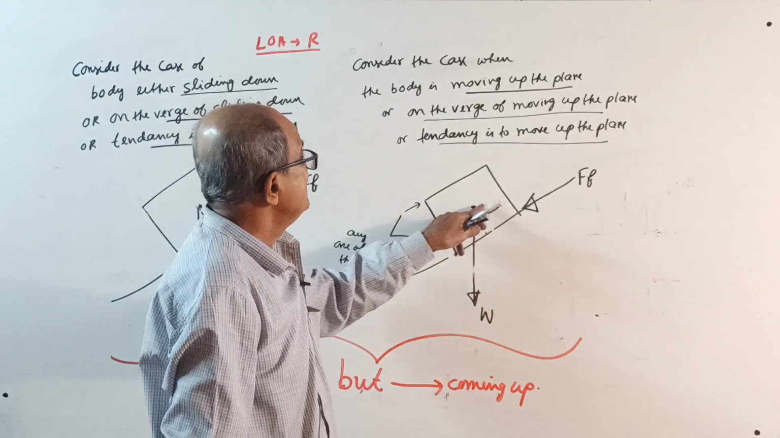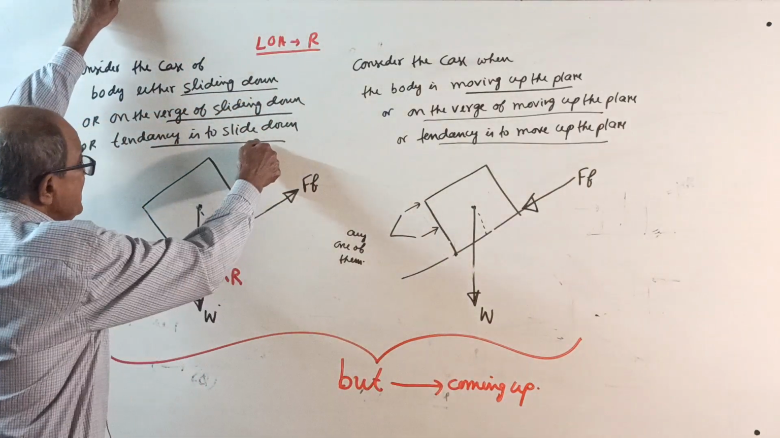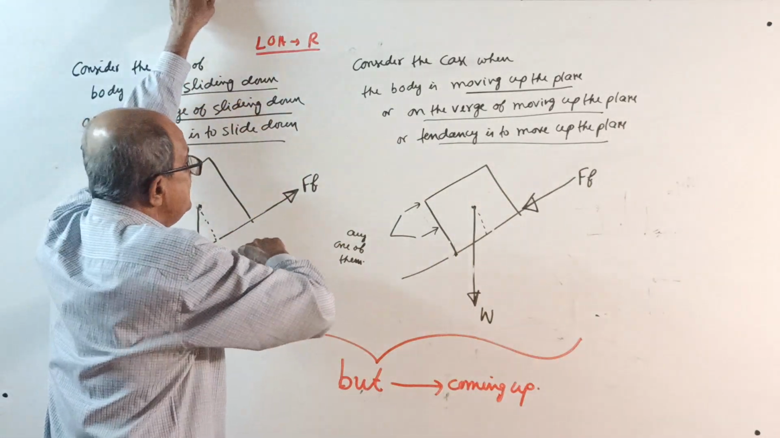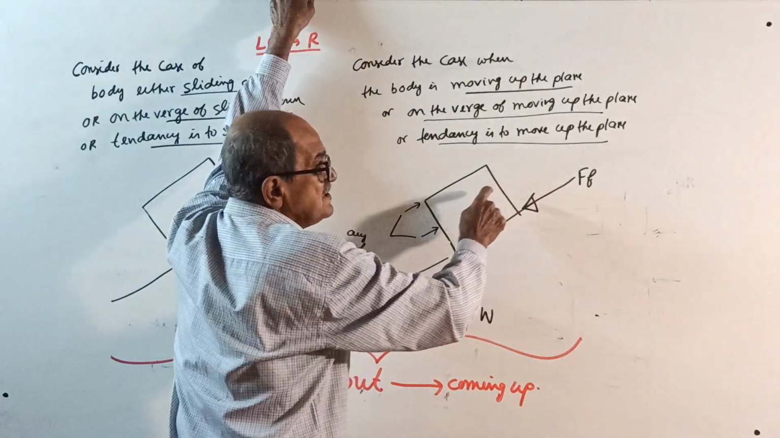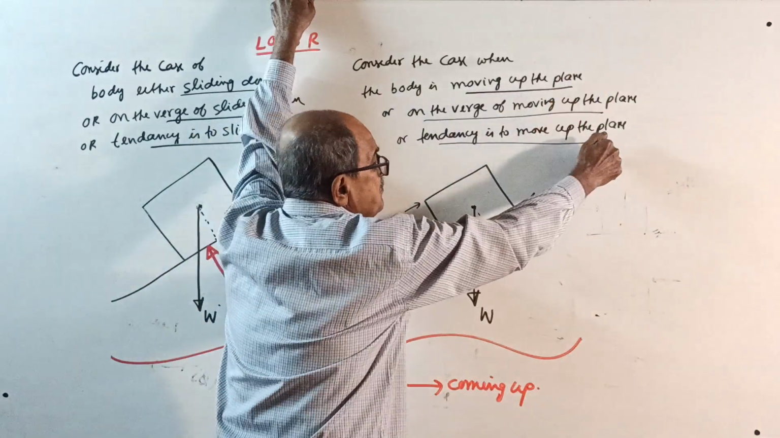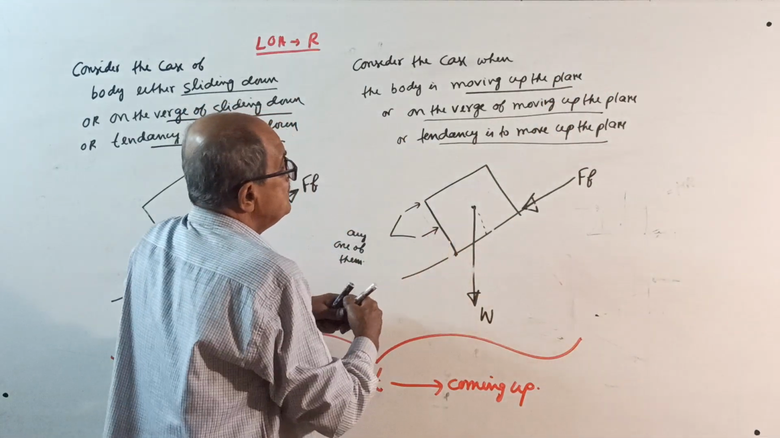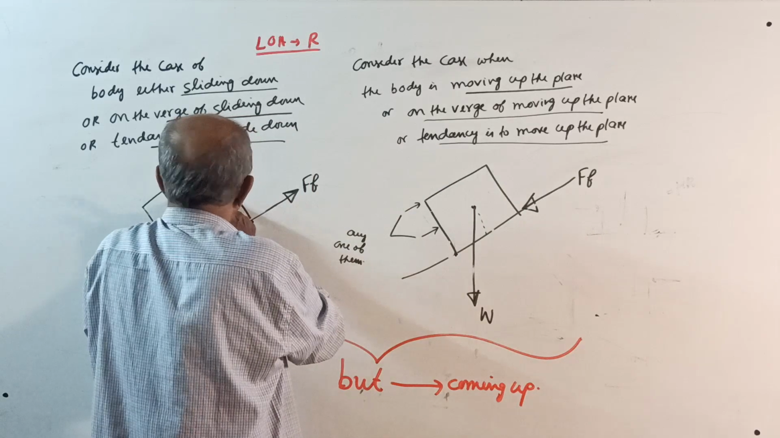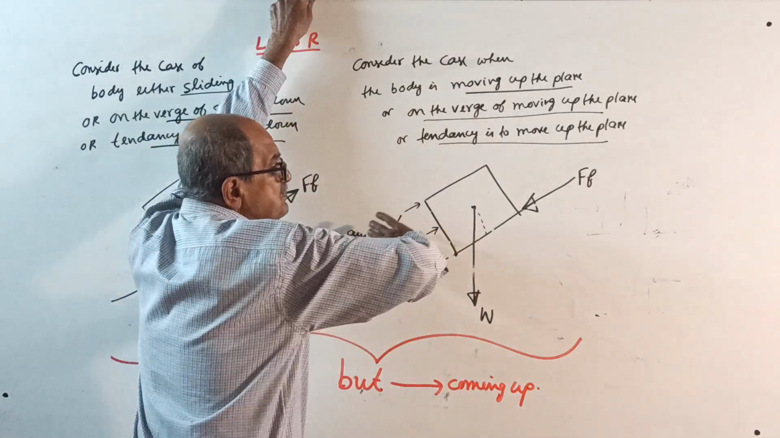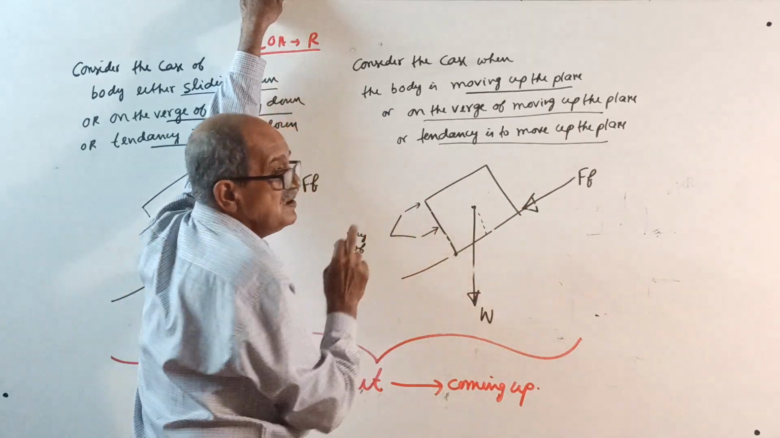Suppose friction is here this way. Why? Body is sliding down, friction is up. Here, the body is trying to move up. When the body is trying to move up the plane, friction is opposite, down. Now, here you can break freely. If you want to move up the plane, you either apply a force this way or apply a force this way.